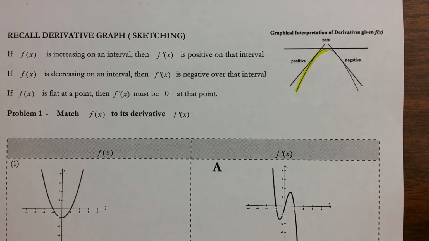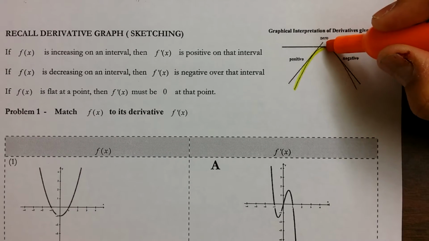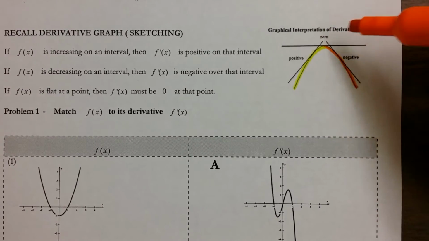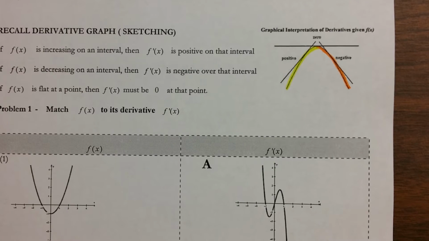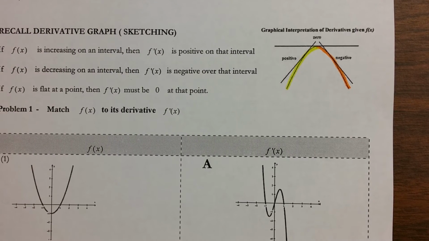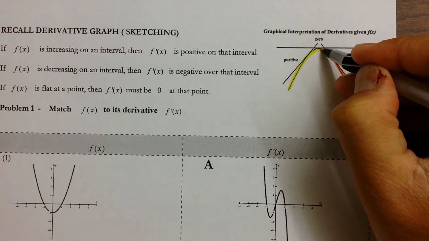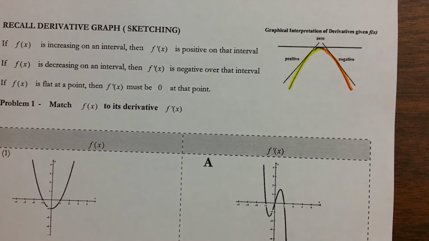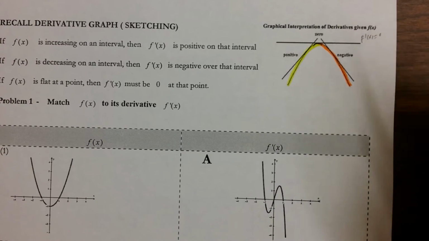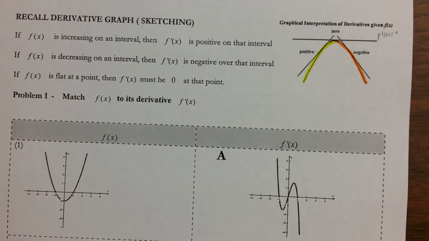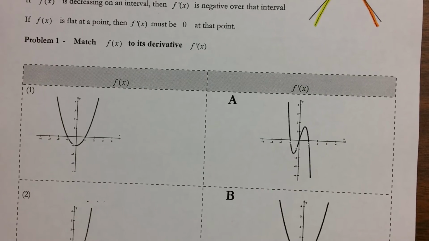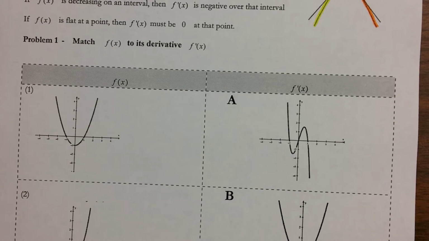If the function is decreasing, here's where the function is decreasing, notice that the slope value is negative. And wherever the function makes a turn, here's where the function turns, the slope is 0. So f prime equals 0 where the function turns. Awesome. So, going back to the ability to sketch the derivative.